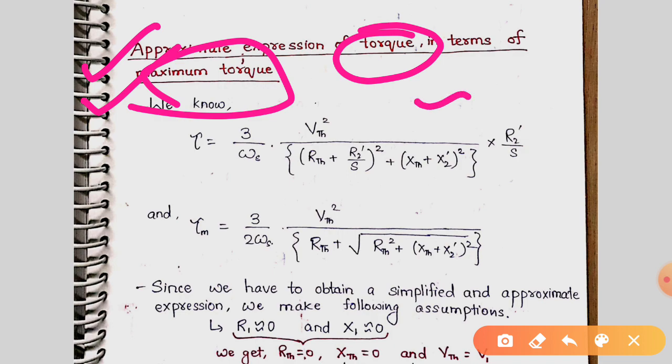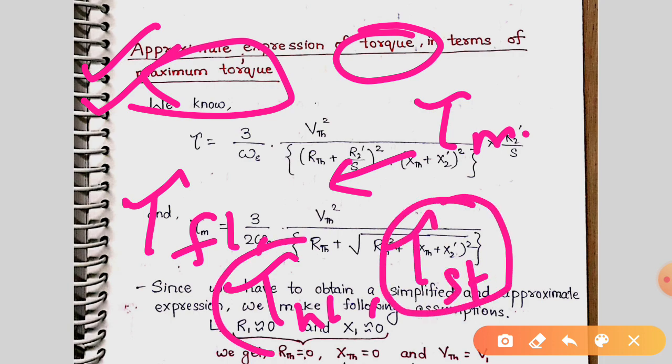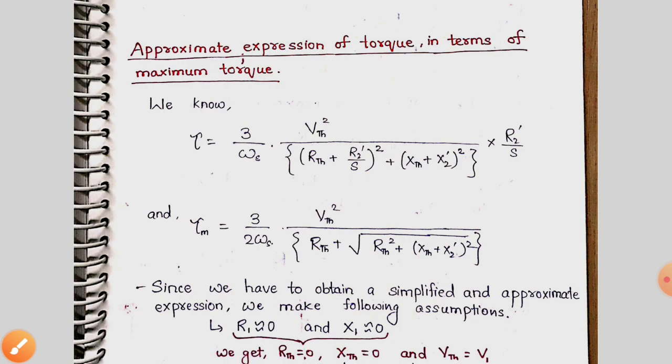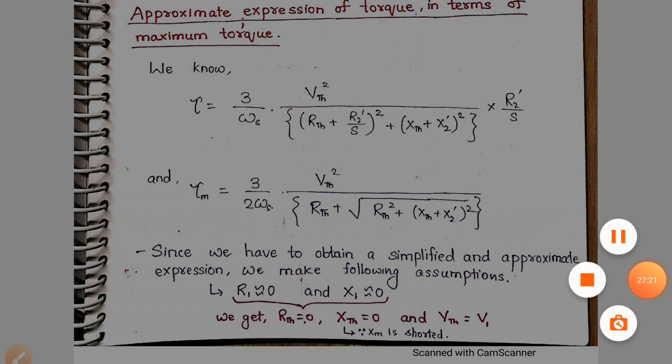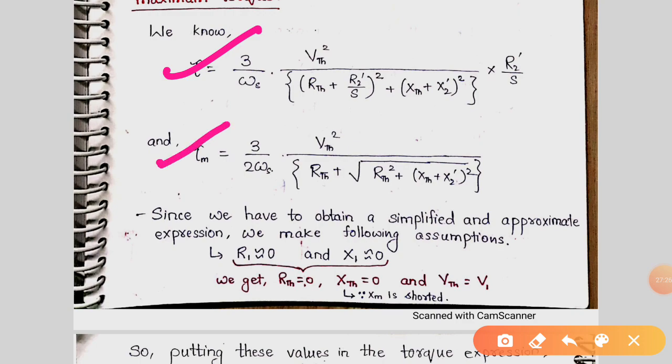We have already seen the expression for maximum torque. Now we are deriving the expression of general torque, say full load torque or half load torque or starting torque. We are deriving the expression for any normal torque in terms of maximum torque. That is our aim. So this is the expression for normal torque, and this is the expression for maximum torque.